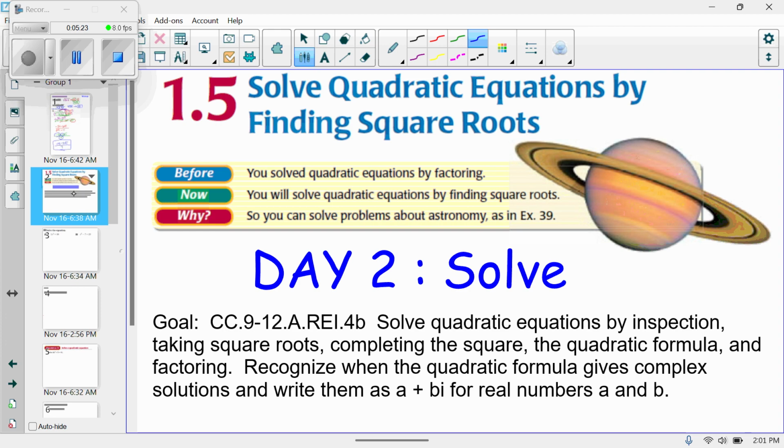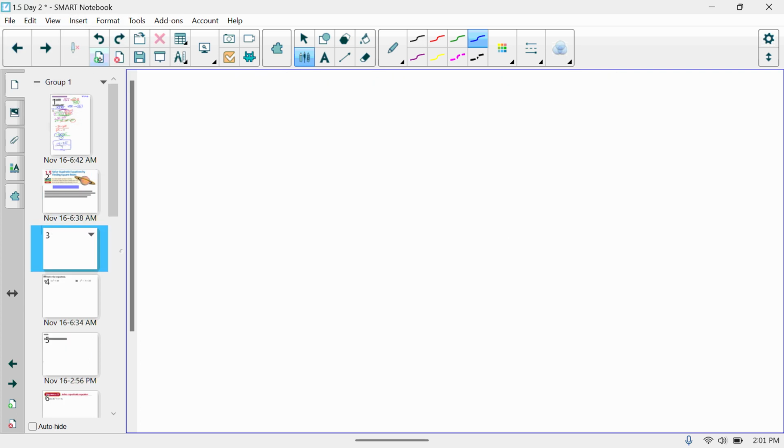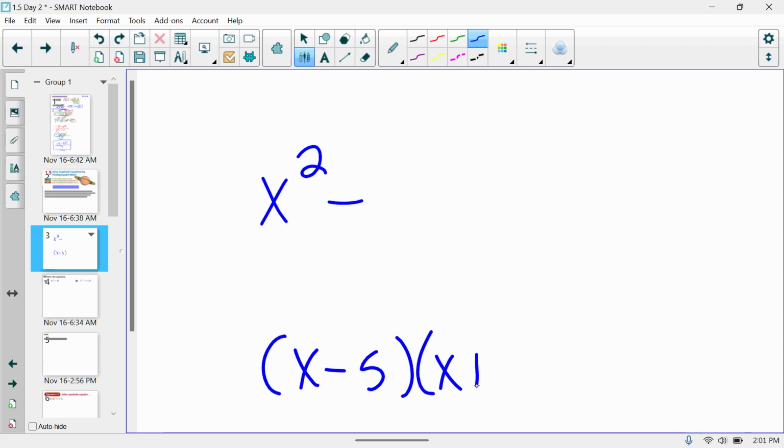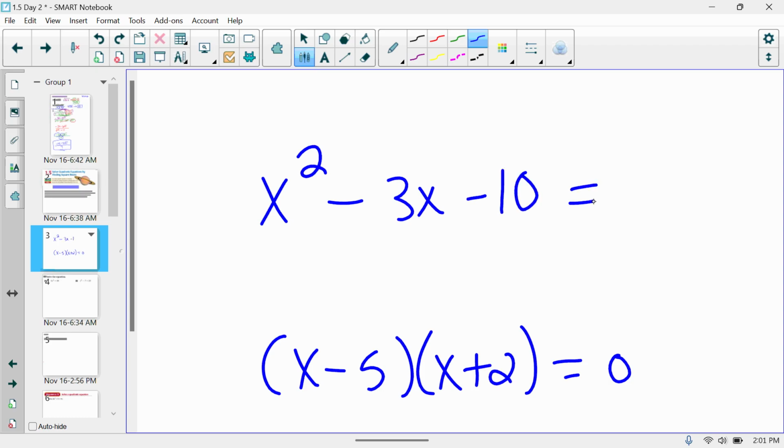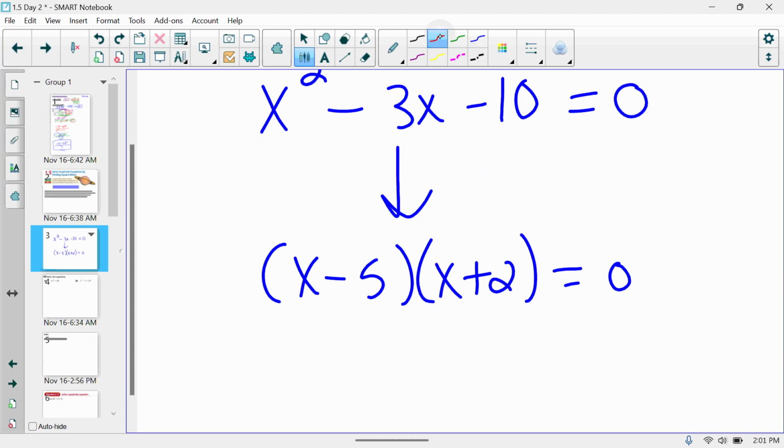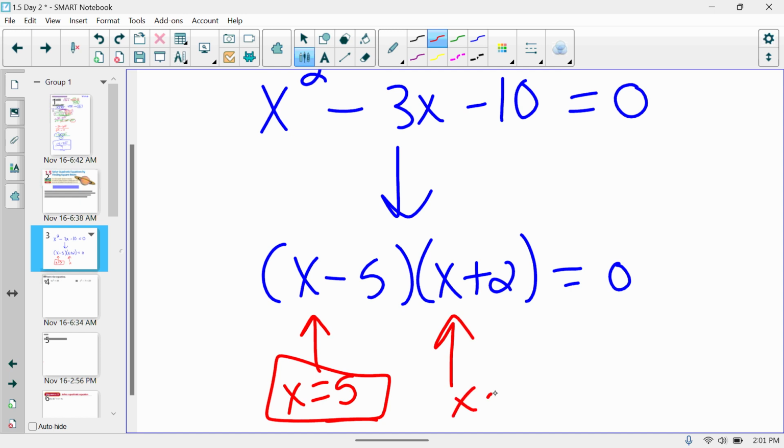All right, moving into today's lesson, we're going to be solving quadratic equations by taking square roots. Now, we've already learned how to solve some quadratic equations by factoring. If we had something that looked like this, we had learned how to rewrite it in factored form so that we could figure out what the solutions are. Remember how x could be 5 because 5 minus 5 is 0, or x could be negative 2 because negative 2 plus 2 is 0.